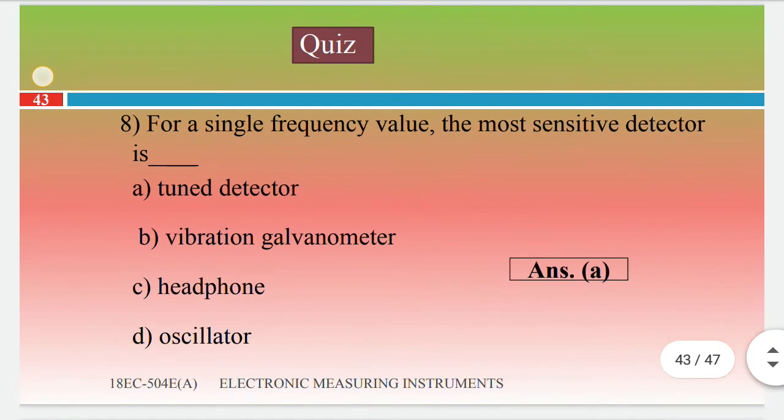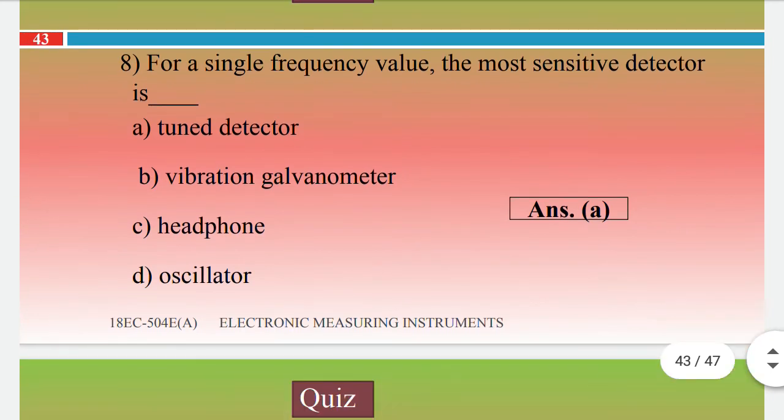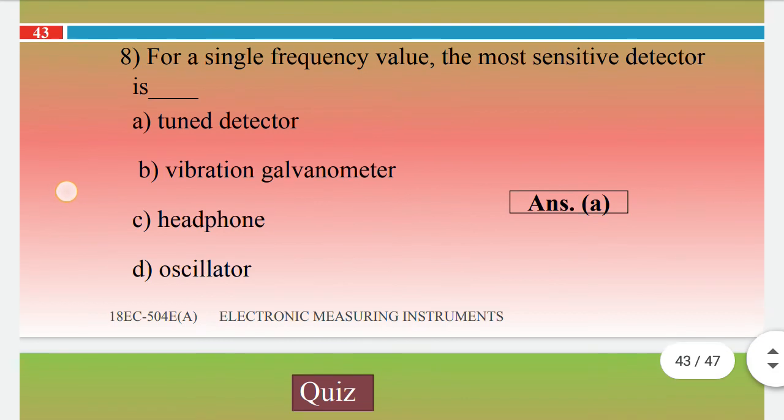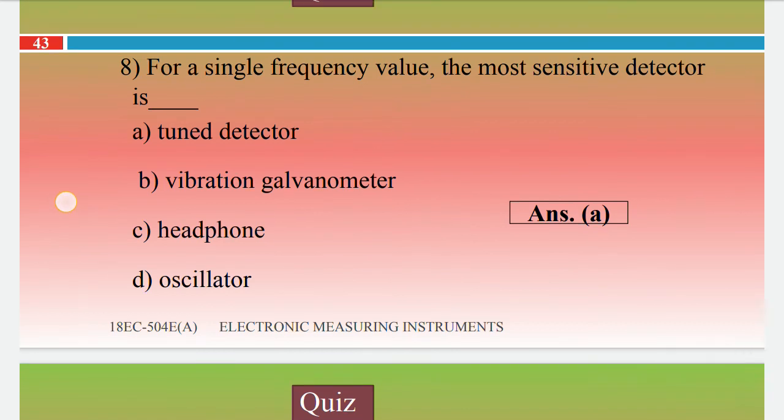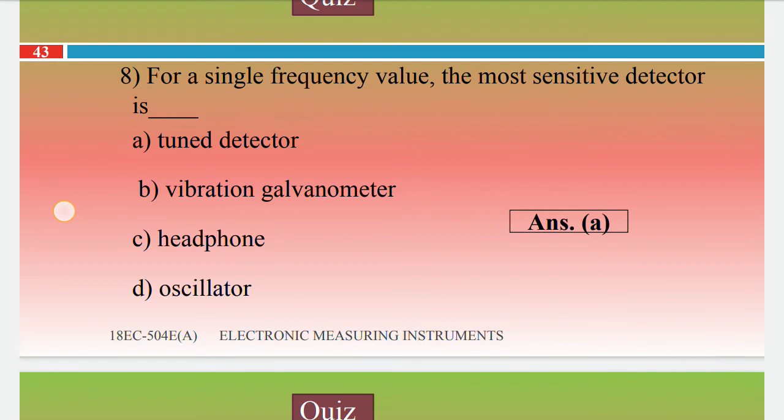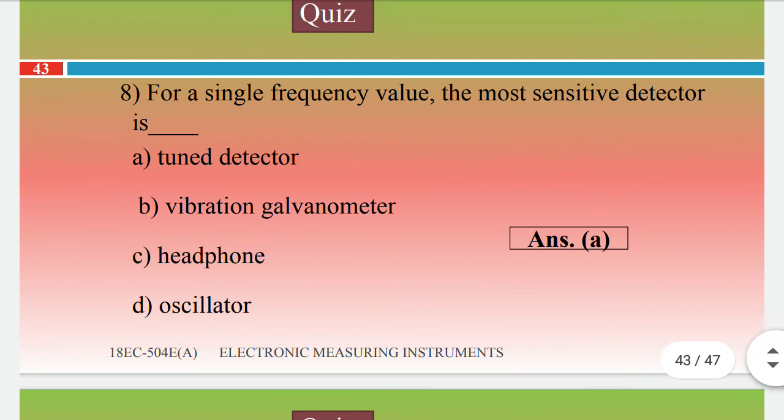And the next question, for a single frequency value, the most sensitive detector is dash. A tuned detector, B vibration galvanometer, C headphone, and D oscillator. So for a single frequency, the tuned detector is the most sensitive detector. So the answer is A.